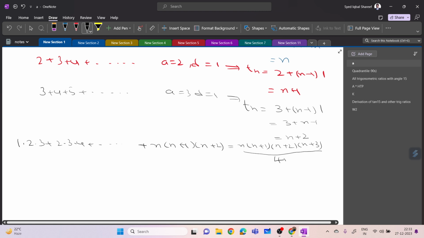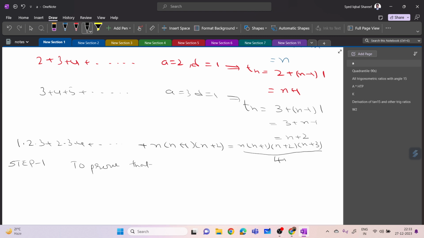Now we have to go for step number 1. There are 3 steps to prove. First, step number 1 is to prove that the given statement, which we are calling S of n, is true for n equal to 1.